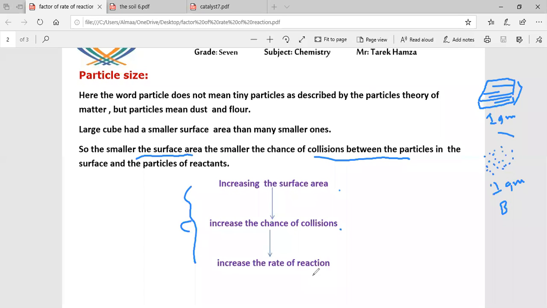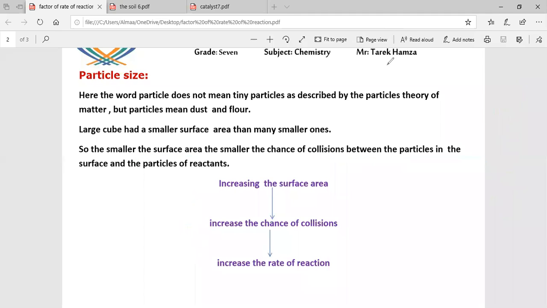Anyone who doesn't understand this point, please raise your hand. Yes, Toa? Yes, Mr., I didn't understand the particle size again. Can you explain it? Yes.